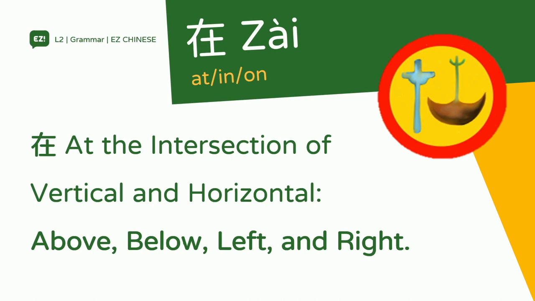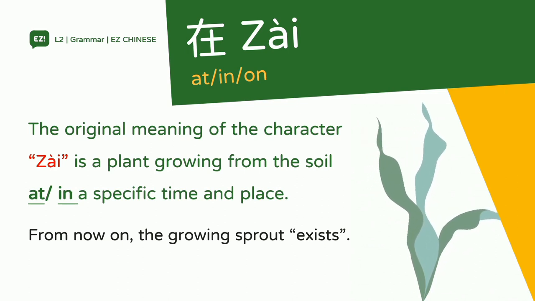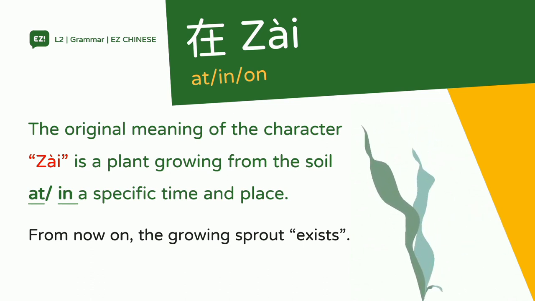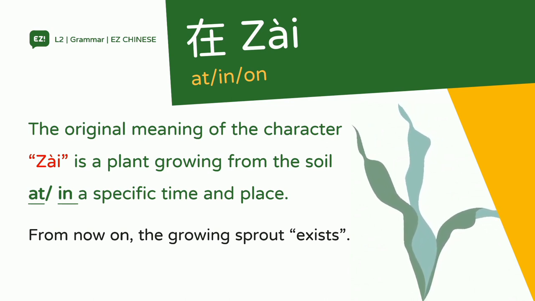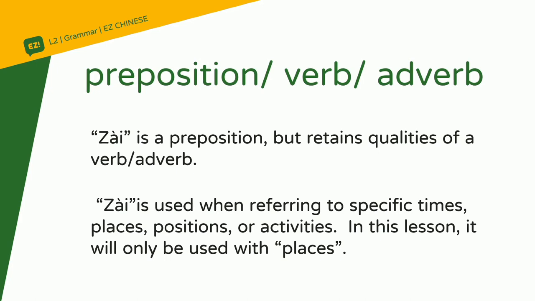Zai. At the intersection of vertical and horizontal, above, below, left, and right. The original meaning of the character Zai is a plant growing from the soil at or in a specific time and place. From now on, the growing sprout exists. Preposition, verb, adverb. 在 is a preposition, but retains qualities of a verb or adverb. 在 is used when referring to specific times, places, positions, or activities. In this lesson, it will only be used with places.